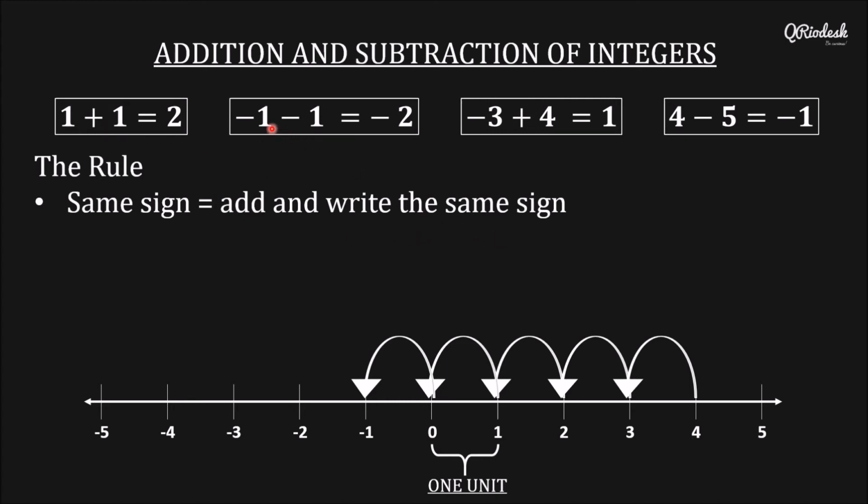In the second example, we will just add 1 and 1. We will not care about anything. So 1 and 1, when we add, it becomes 2, and we'll write the same sign. So if there is the same sign, we will add and write the same sign.